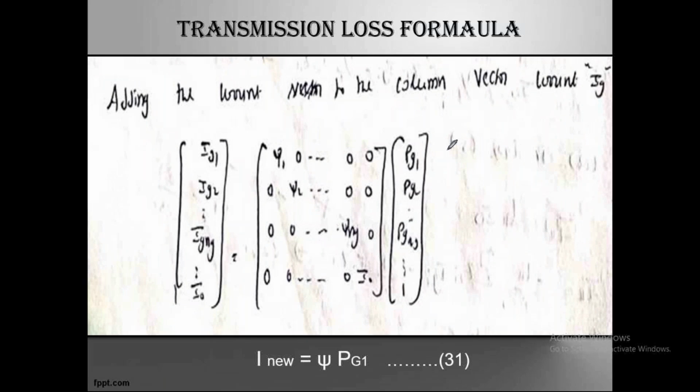See, the above equation can be written like equation 31. So I_new is equal to psi into PJ. So this is PJ, not PJ1. Represented as equation 31. So it is PG1, PG2, PGNG, and so on.